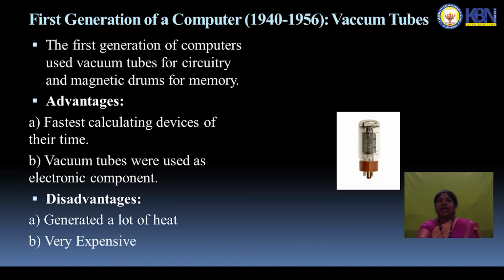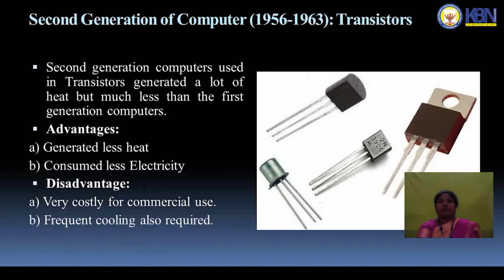Then we have the disadvantages of the first generation also. They generated a lot of heat. By using these vacuum tubes, you get high temperature, called heat. That heat causes blasting of these vacuum tubes. After a vacuum tube blasts, we should change it. This is a disadvantage for us, and they were very expensive. Every time we get a vacuum tube, it is expensive to us. Then go for the second generation.